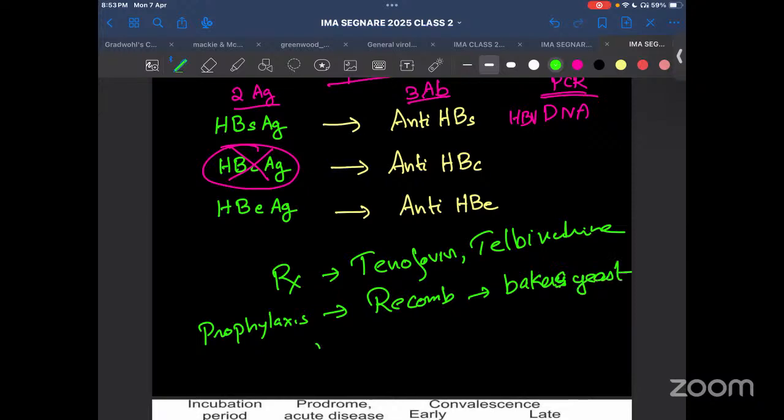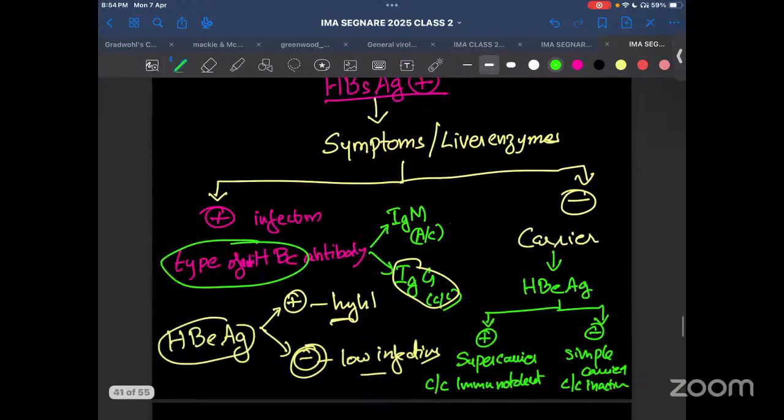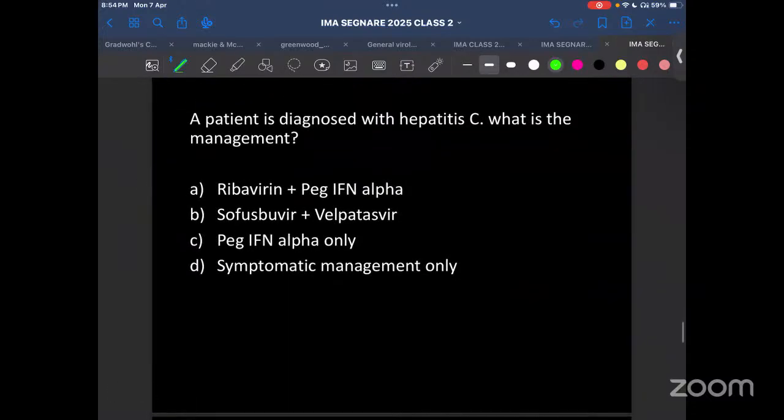Now, what is the schedule for adults? For adults, it is 0, 1, and 6 months, 3 doses. And for children, we can give a birth dose, and then we can give doses at 6, 10, and 14 weeks. So that is the vaccination for hepatitis B. With that, we come to our next question.